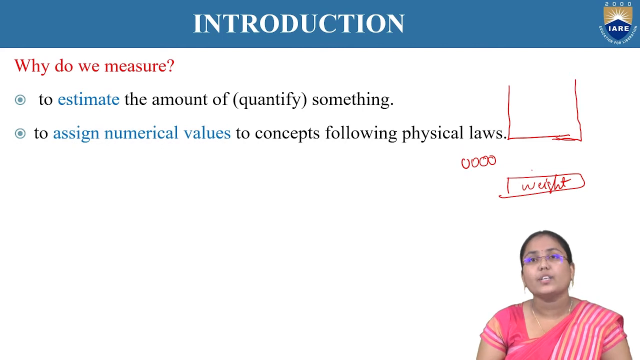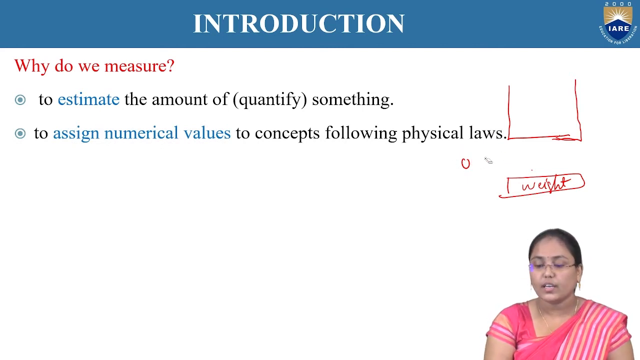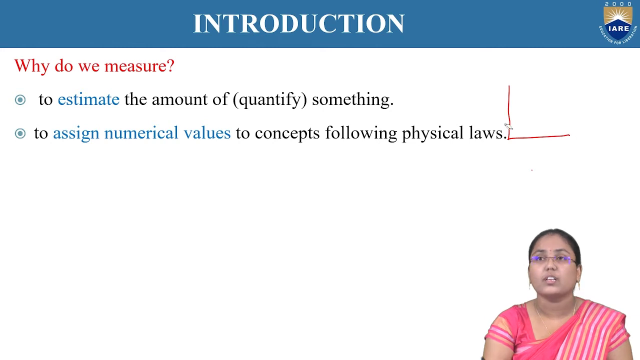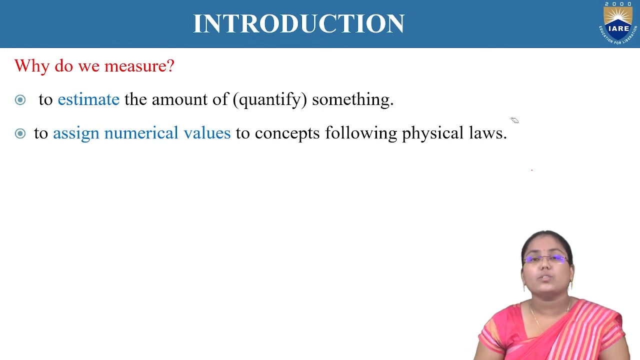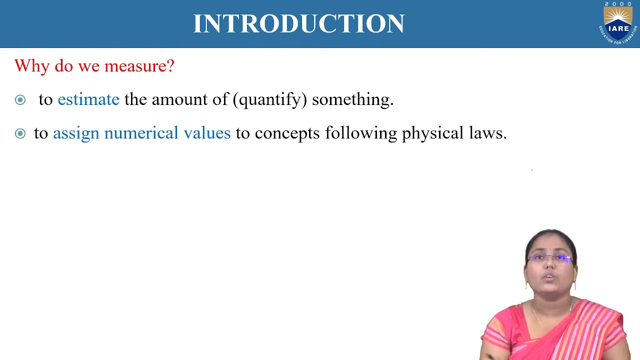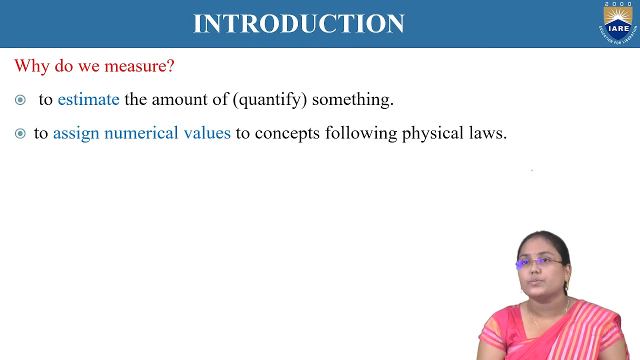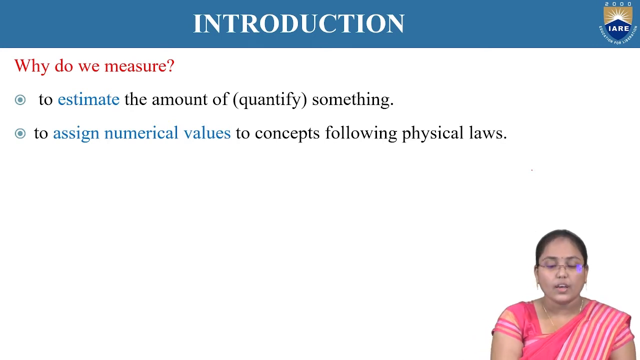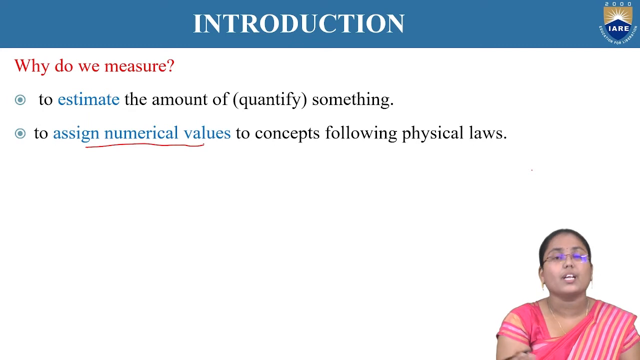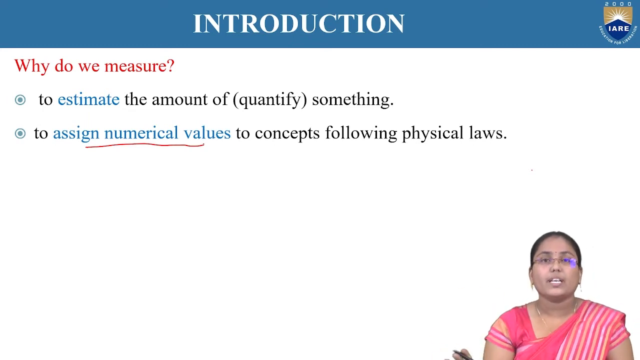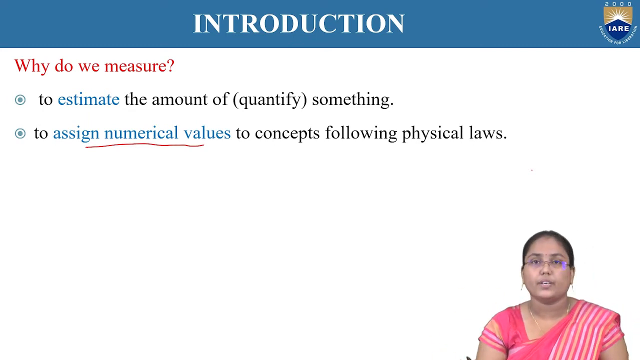Next one is to assign numerical values to concepts following physical laws. When we speak about different types of physical laws, such as Ohm's law and the gravitational law, the gravitational pull, we have different things. So we assign numerical values to concepts following physical laws. Whenever we assign a numerical value to a particular law, only then can we validate that law.